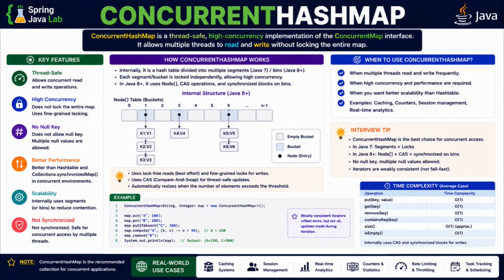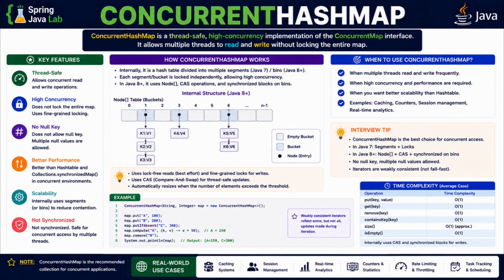ConcurrentHashMap solves this problem. It is specifically designed for high concurrency environments. Multiple threads can safely read and update the map without locking the entire structure. This provides much better performance than older synchronized alternatives like Hashtable. You'll commonly find ConcurrentHashMap in web applications, microservices, caching systems, real-time analytics, and applications processing many requests simultaneously.